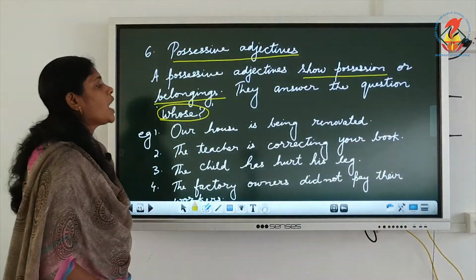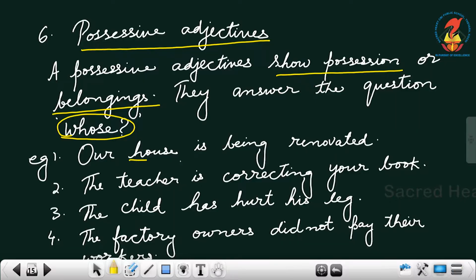Okay. A house is being renovated. So house is the noun here. About which house are you talking? Whose house are you talking about here? Our house. So this is the possessive adjective. The teacher is correcting your book. So there are two nouns. Teacher is a noun and book is also a noun. But which book do you want to know? Whose book? So the word your is the adjective here. And this is the noun.